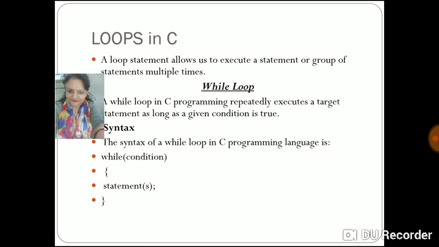Now the number one loop in C is the while loop. A while loop in C programming repeatedly executes a target statement as long as a given condition is true. So that loop will continue unless and until that condition becomes false. So this is the syntax. And what does syntax mean?